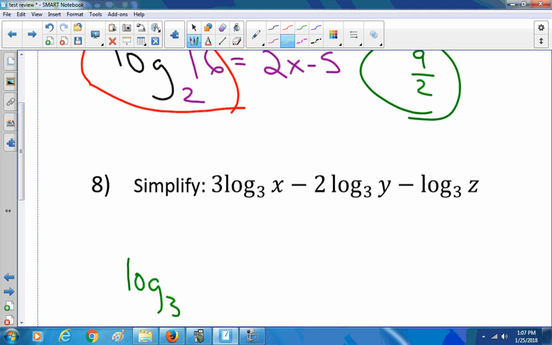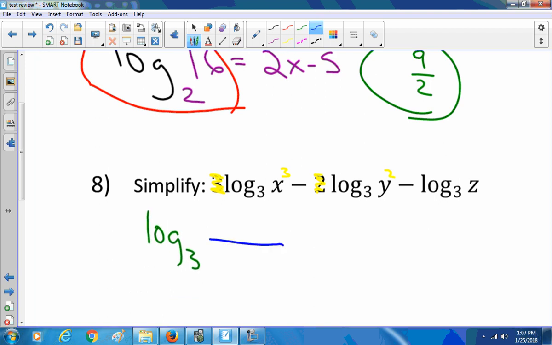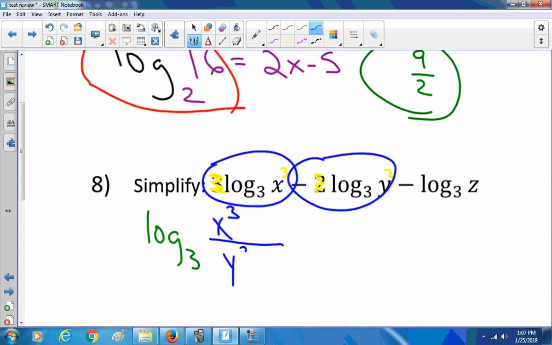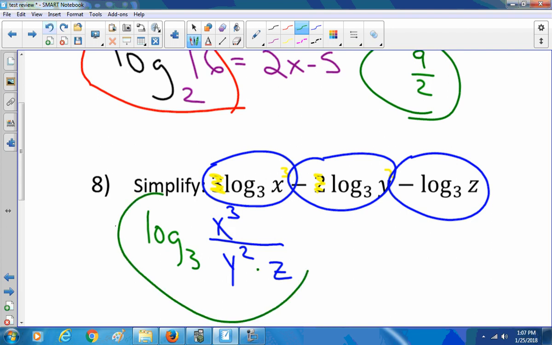First property that we need to use, coefficients, they become exponents. Then we do the rest of the properties together. Log base 3, any of the addition or positive ones go on top. This was positive, so the x cubed goes on top. This was subtraction, y squared goes on bottom. This was subtraction, the z goes on bottom. What I constantly see people do is put a subtraction sign in between these two. No, subtraction means the division. If I have two things on the bottom together, they are being multiplied together. Correct answer. You are done.